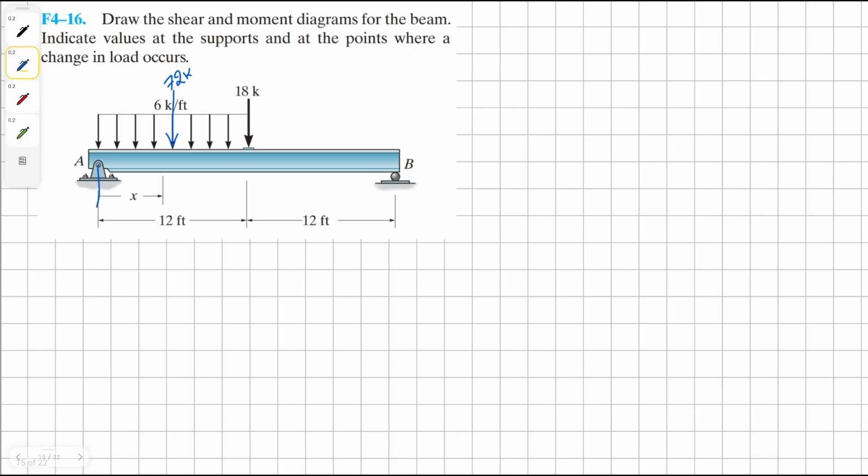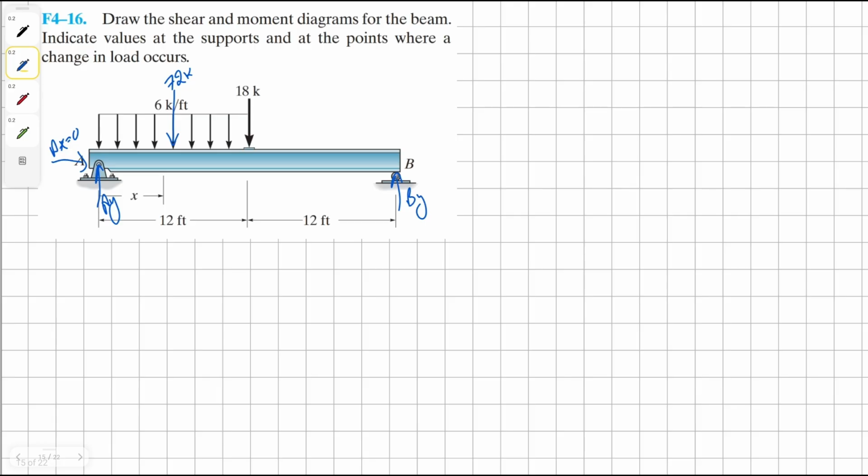Now we can find our external reaction forces. Our AX is going to be 0. AY and BY we need to determine. Now we can take a moment about the point B to find our solution for AY. We're going to have 18 times 12, and then 72 times 18, and then negative AY times 24, all equals to 0. Solving for AY, we get our solution as 63.